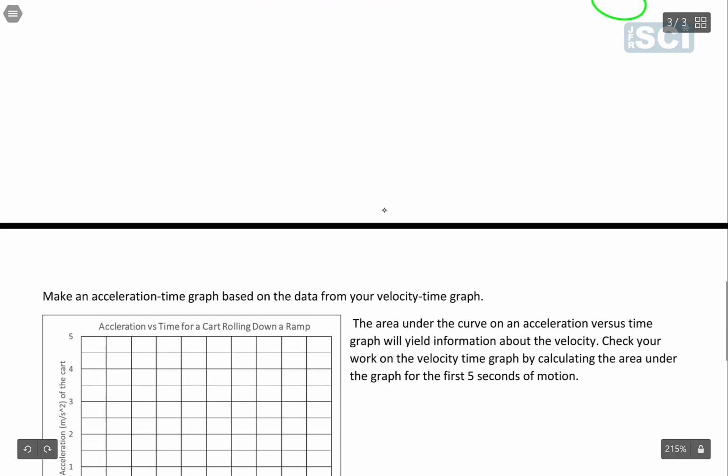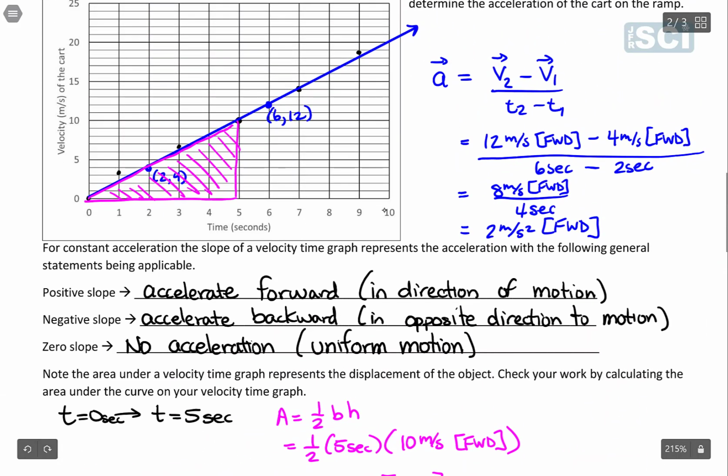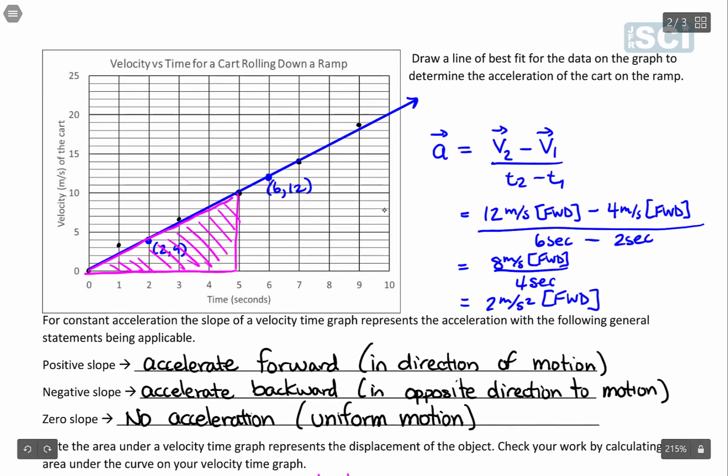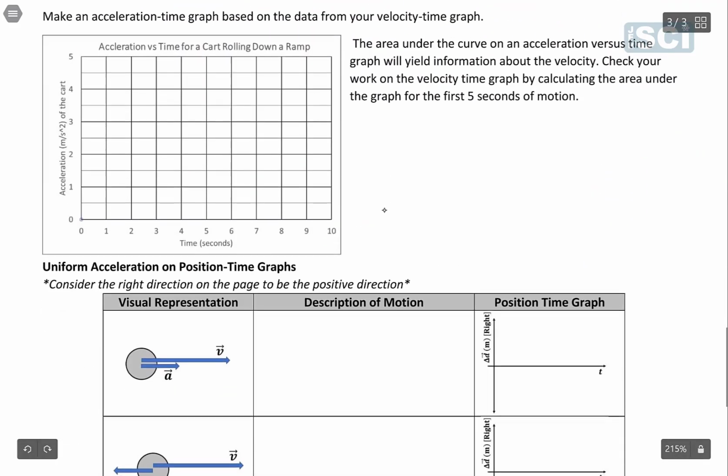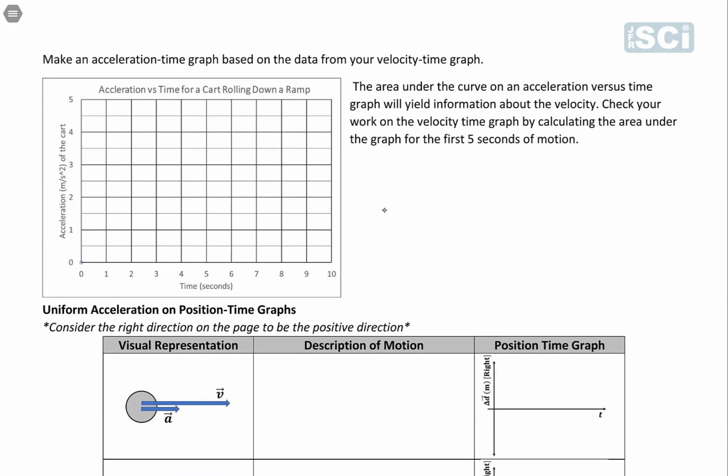Okay, so what can we actually do? Well, I can calculate or use this acceleration to make an acceleration versus time graph. So if I'm looking at the slope of this line, the slope will never change. My acceleration will always be 2 meters a second squared forward, which means that my acceleration time graph should be always 2 meters a second squared forward.